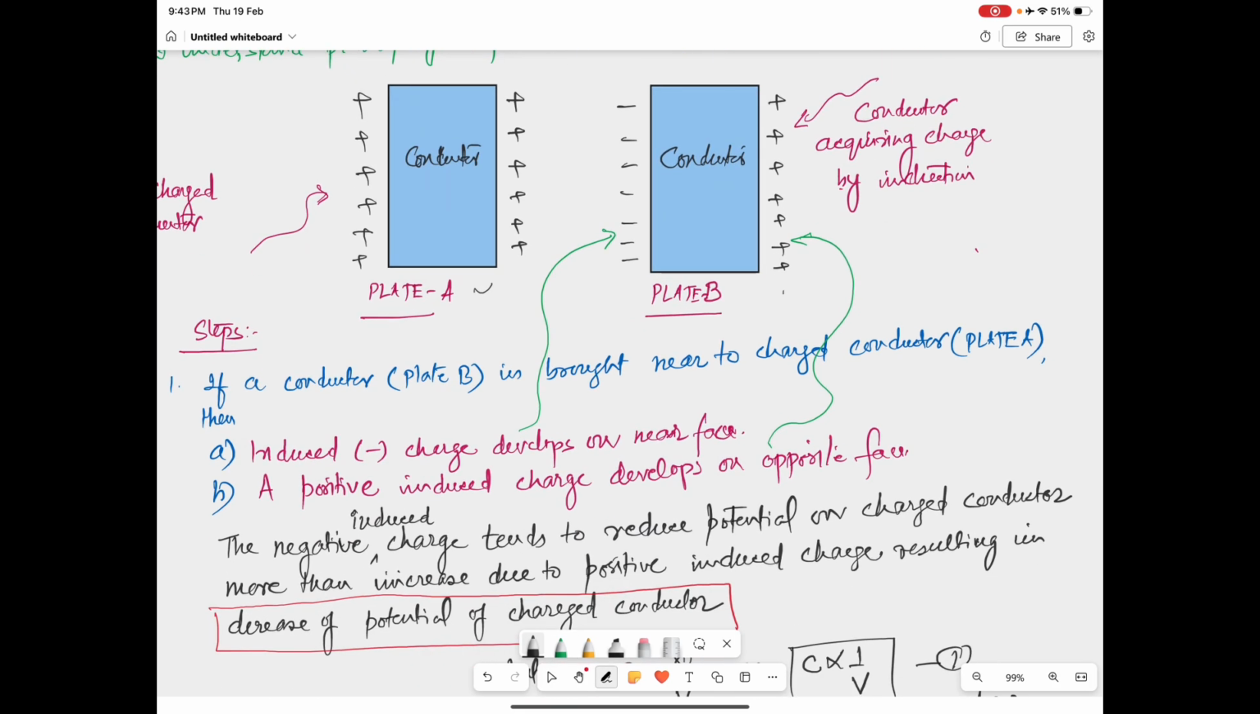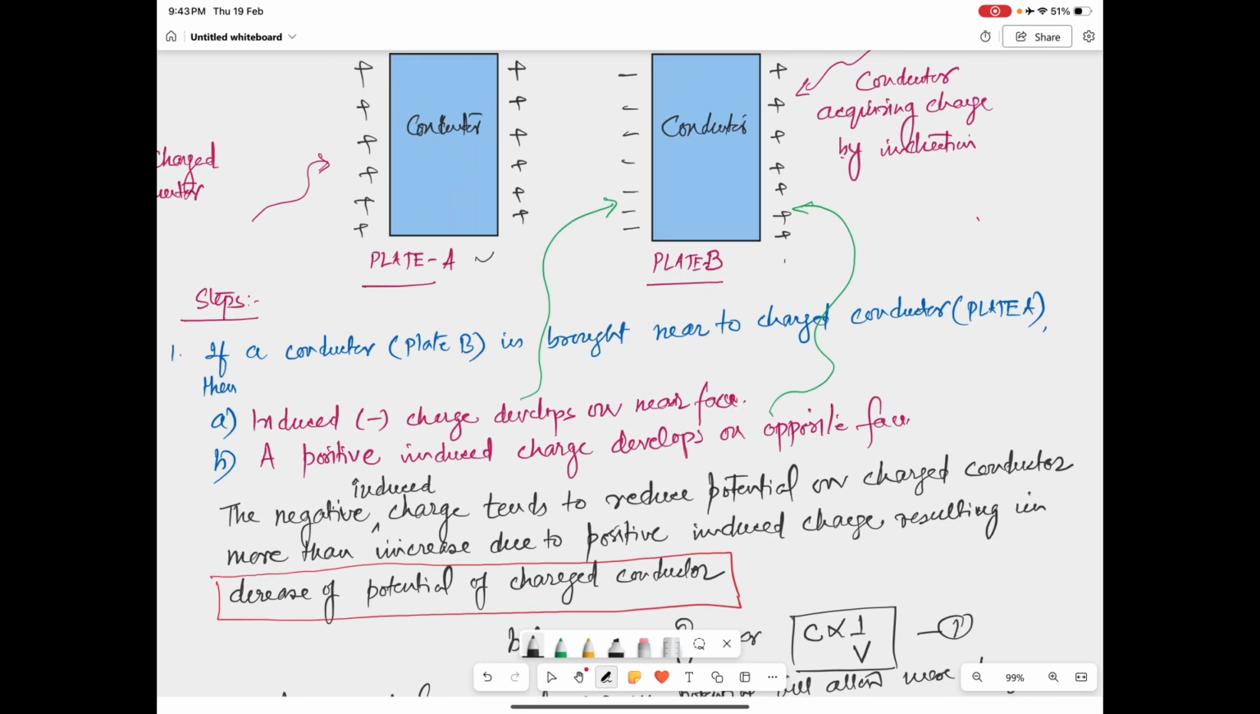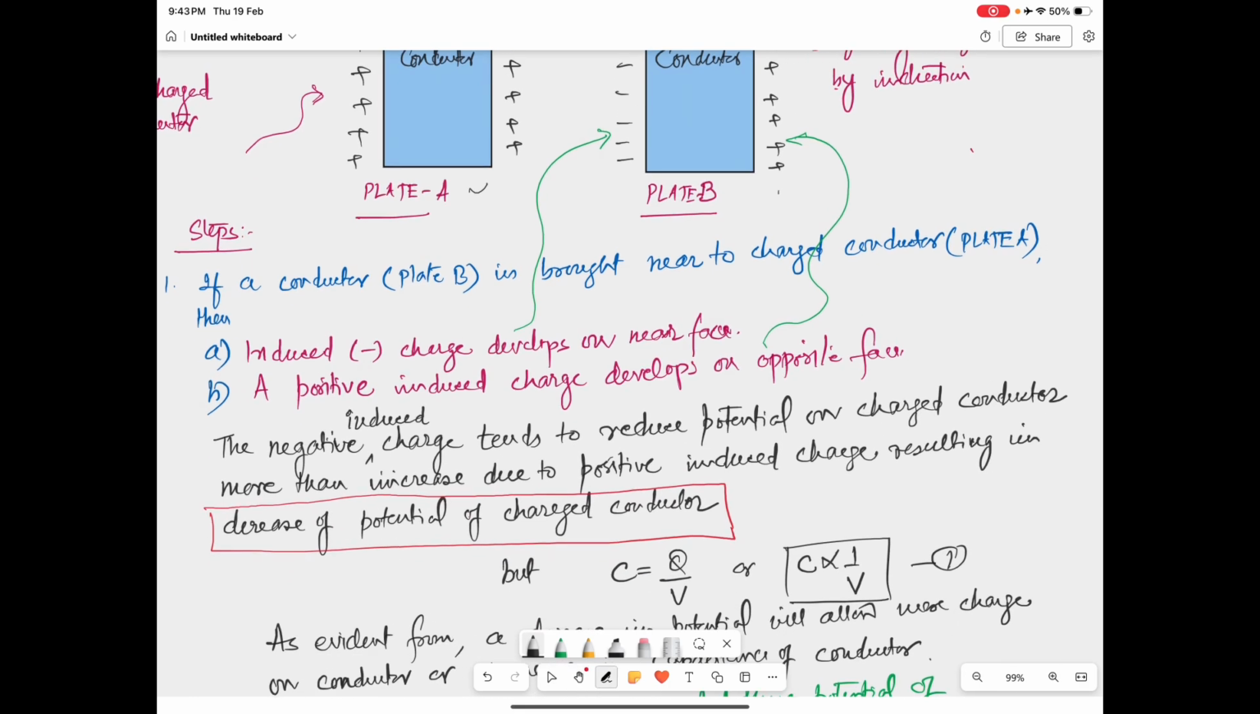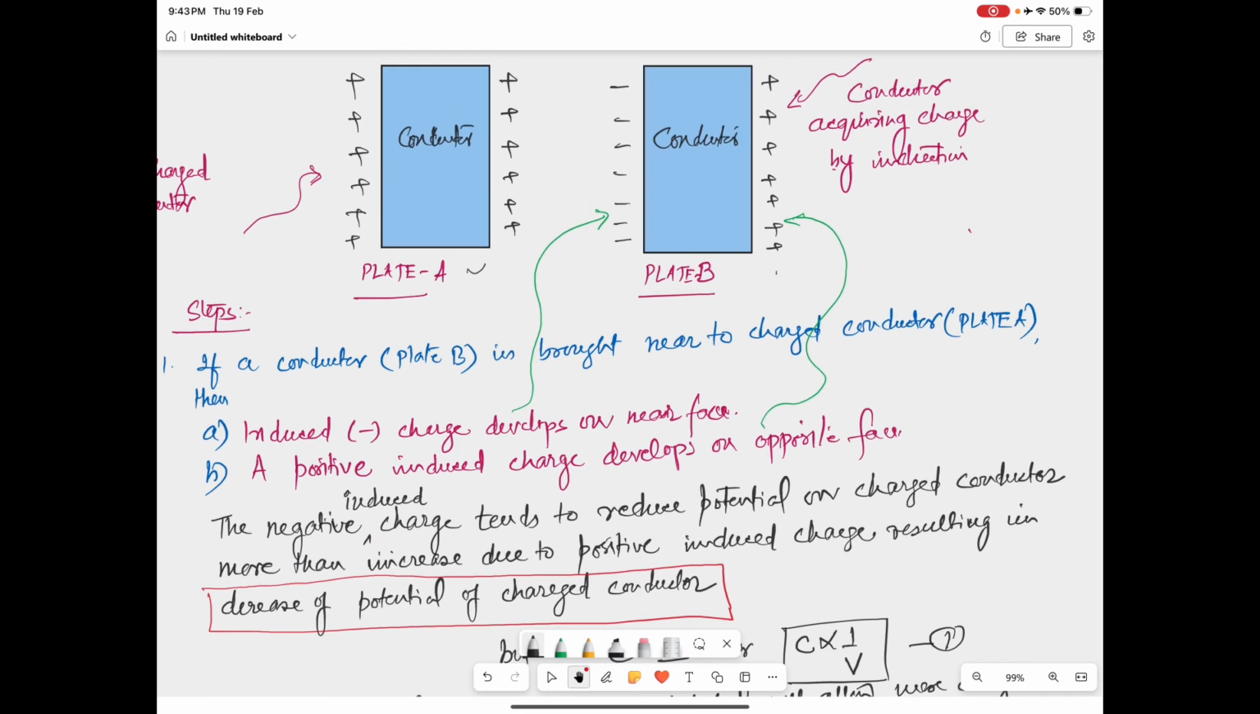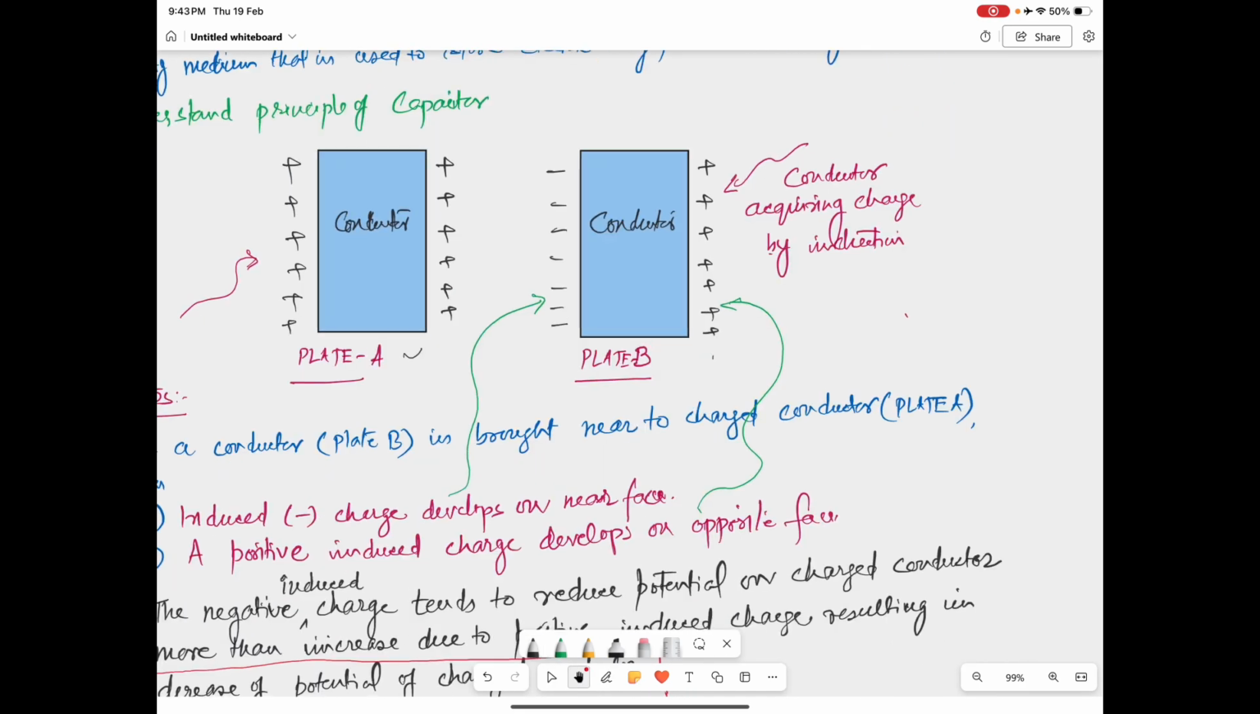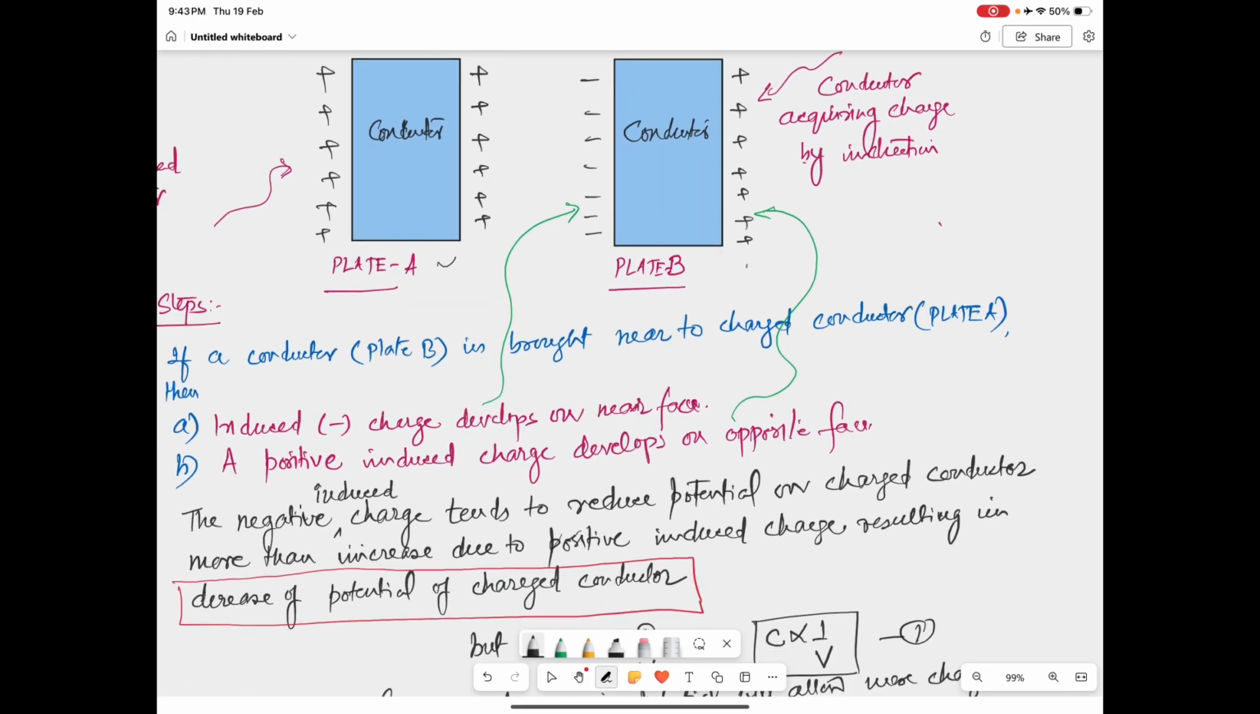Now, if a conductor is brought near to the charged conductor, I have written the steps here for simplicity so that in the video you don't forget what I have told. An induced negative charge develops on the near face and a positive charge develops on the opposite face. The negative induced charge tends to reduce the potential of the conductor, and the positive charge tends to increase the potential of the conductor.